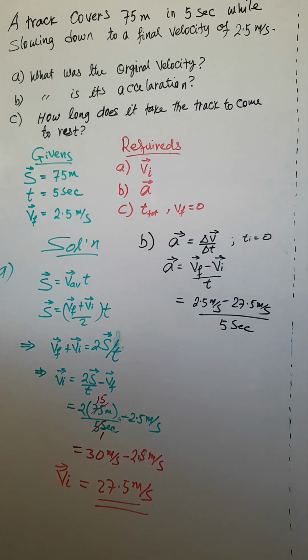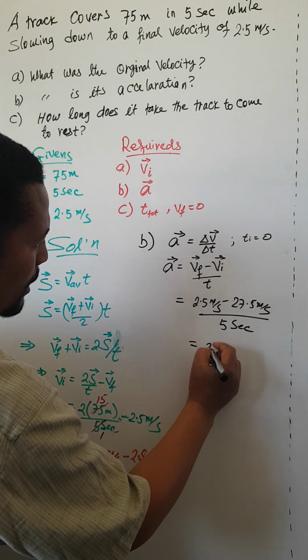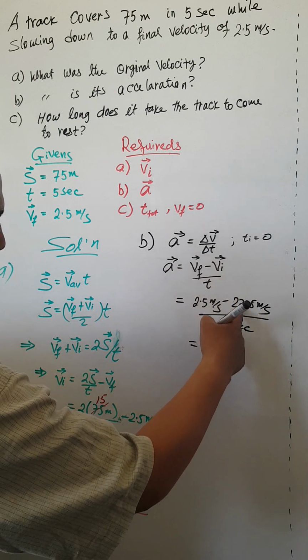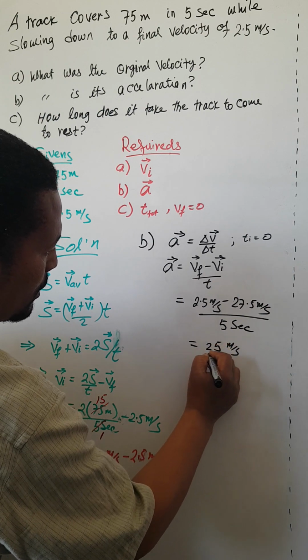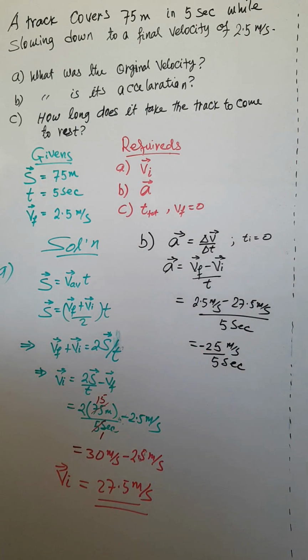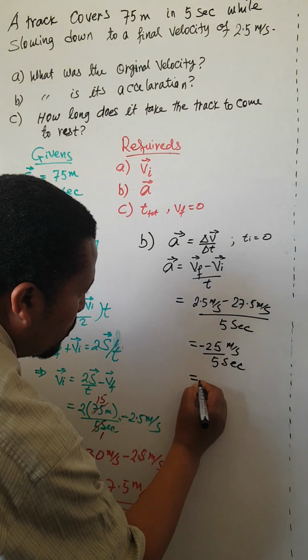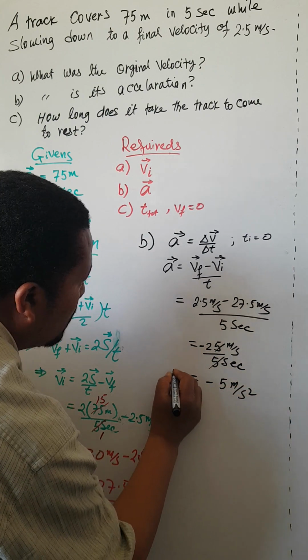Now 2.5 minus 27.5 is 25, with a negative sign, so this is negative 25 meters per second divided by 5 seconds. Oh yeah, this is negative. So this is going to be negative 5 meters per second squared.